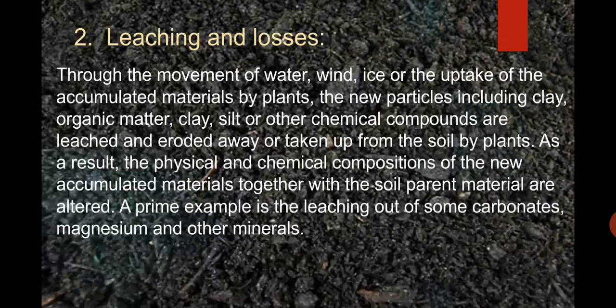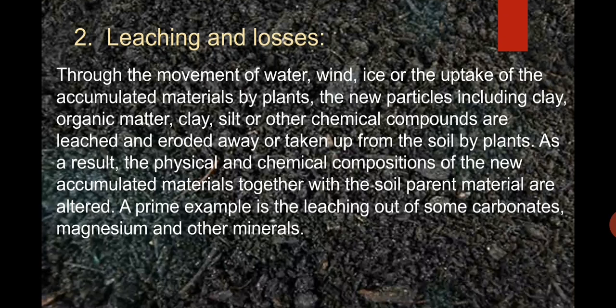Now let us look at the second process, that is the leaching and loss. Through the movement of water, wind, ice, or the uptake of the accumulated material by plants, the new particles, including clay, organic matter, silt, and other chemical compounds, are leached and eroded away or taken up from the soil by plants. As a result, the physical and chemical composition of the new accumulated material, together with the soil parent material, are altered. Hence, there is a change in the composition of the soil. A prime example is the leaching out of some carbonates, magnesium, and other minerals.